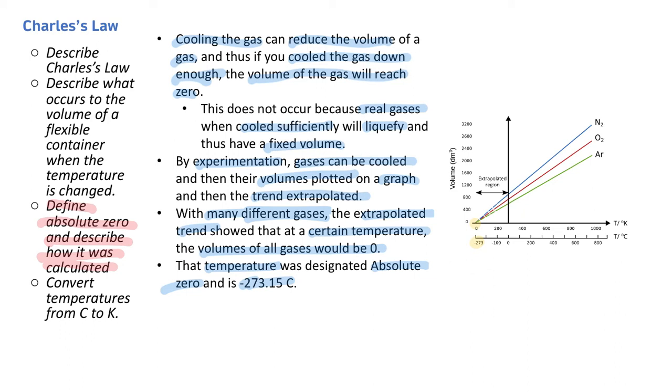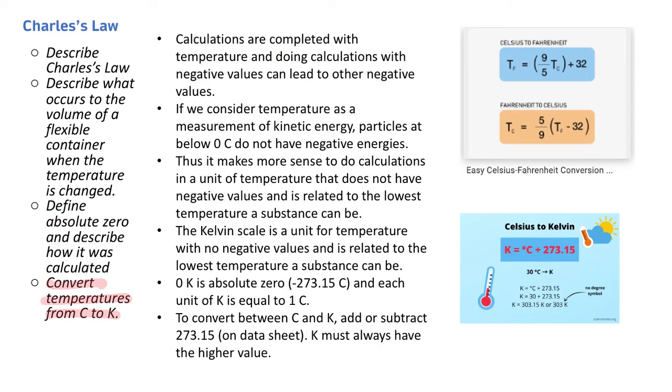So that's the idea that you could cool something down enough for it to have zero volume, and that's the coldest that it could possibly be, when the particles effectively stop moving. So that's absolute zero, negative 273.15 degrees Celsius. However, calculations can't really use negative values, because doing calculations with negative values can lead to other negative values. You can't have a negative number of moles, you can't have negative volume, that kind of stuff. So why should you be able to have negative temperatures?